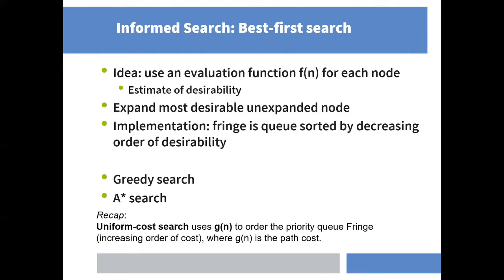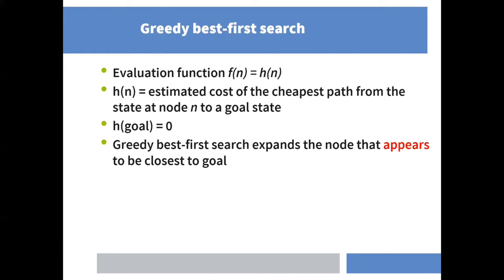And the choice of f determines the search strategy. We will look at two popular informed search strategies, the greedy search and the A-star search. Most best first algorithms include as a component of f a heuristic function denoted as h of n. H of n is the estimated cost of the cheapest path from the state at node n to a goal state. This adds domain-specific information to select the best path.